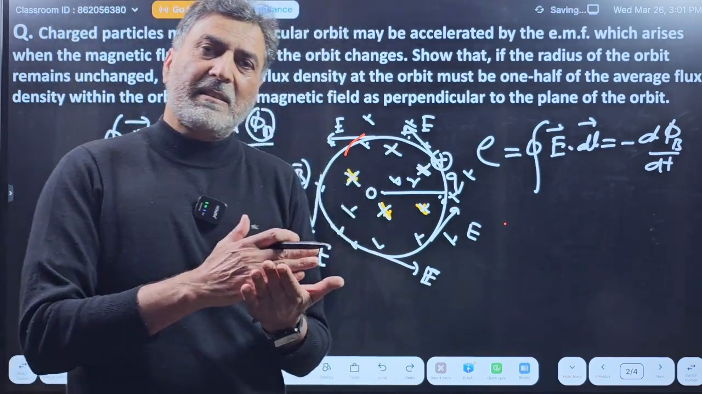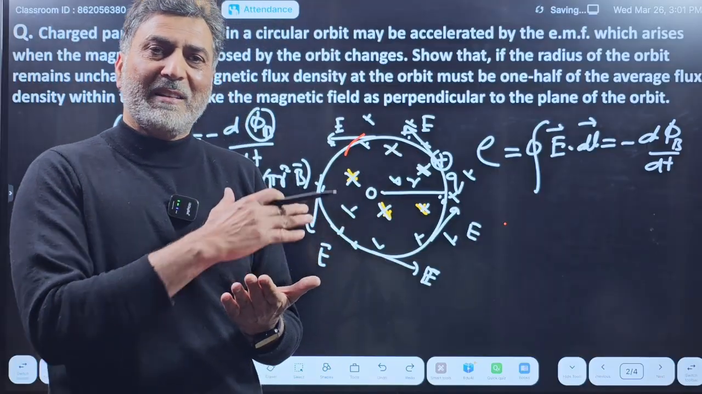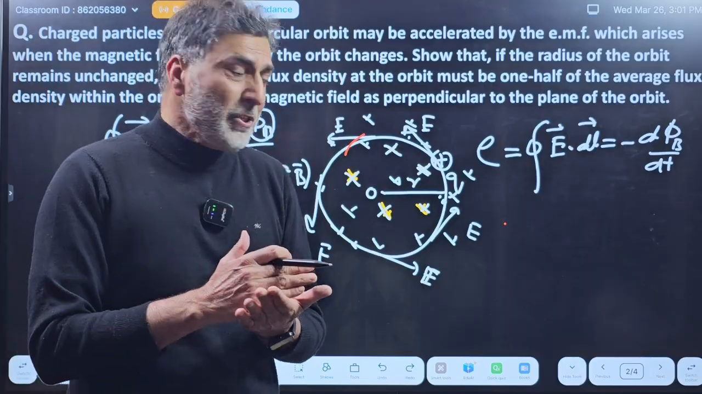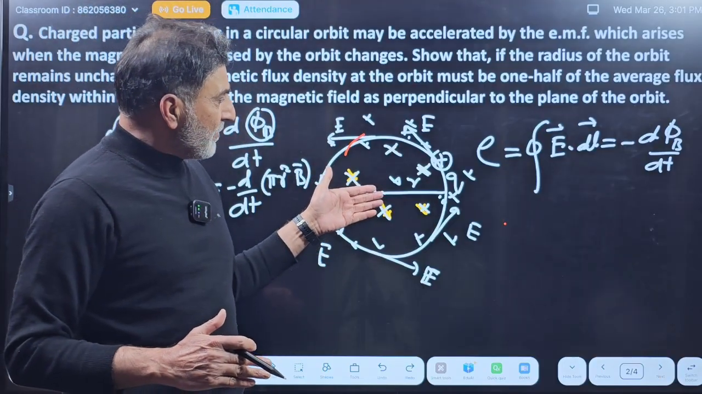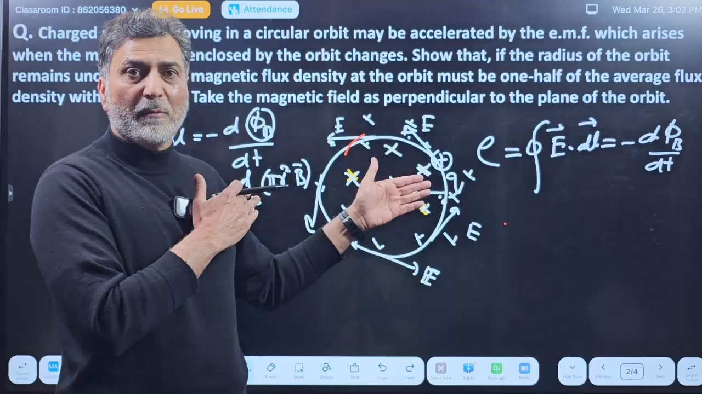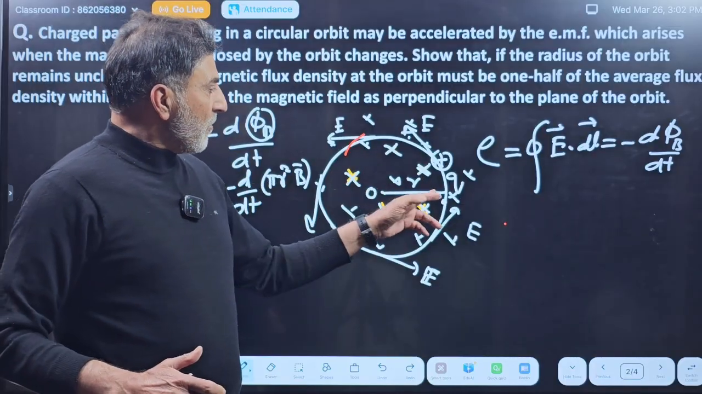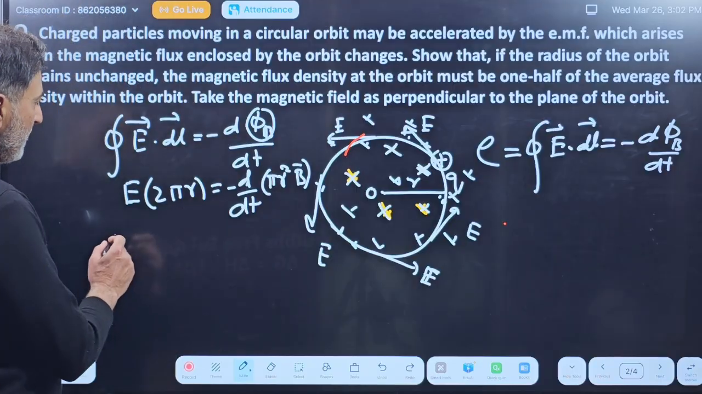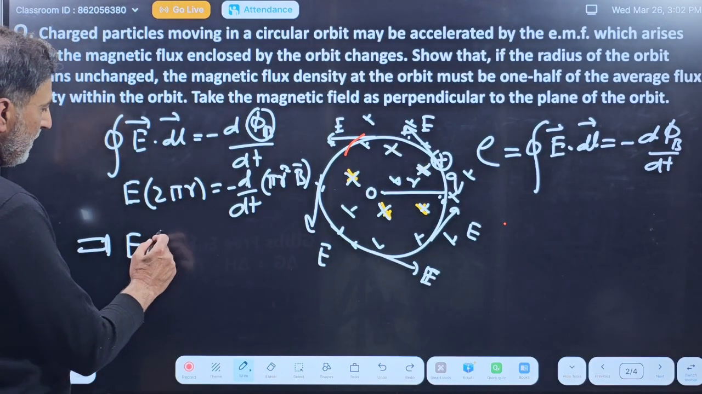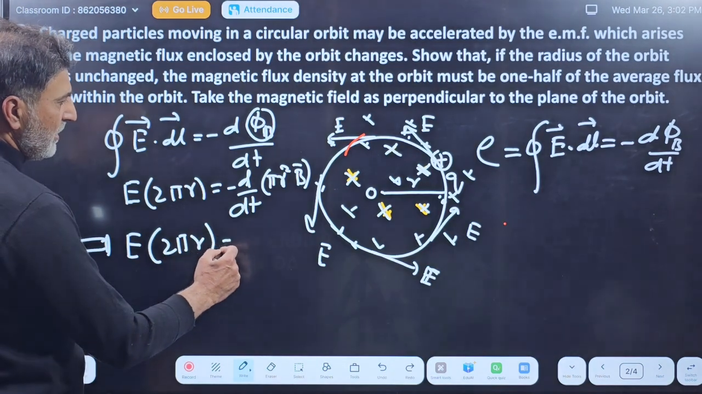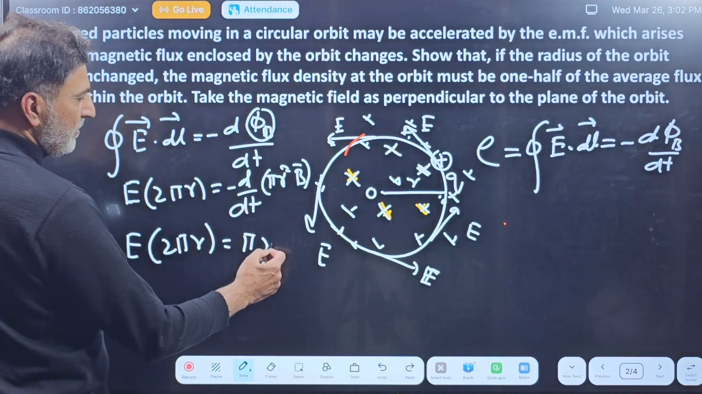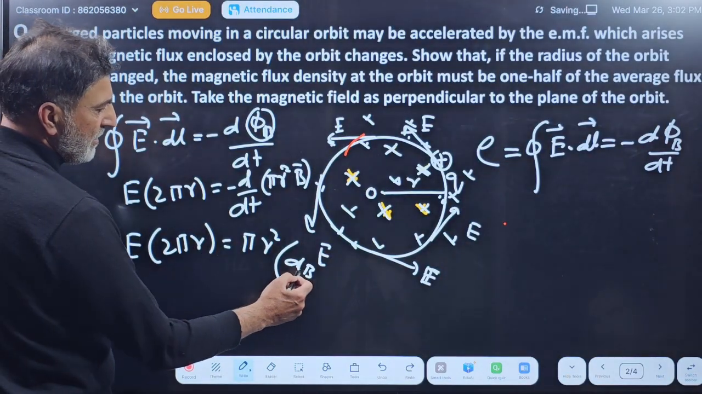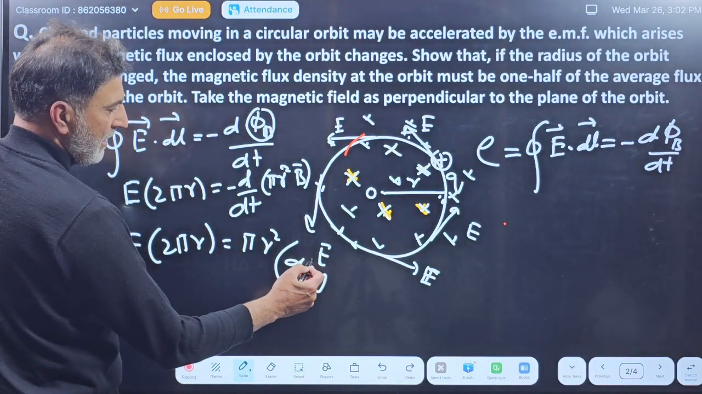So the magnetic field inside the circle should be changing in both. It should change with time to produce the induced EMF or the circular electric field, and also it should change with position. So magnetic field should change when we go away. Should it decrease or increase, we will find through the equations. The magnetic field at the periphery, let me suppose that is B. So electric field into 2 pi r is equal to pi r square, which is constant if r has to remain constant, into dB by dt, average.